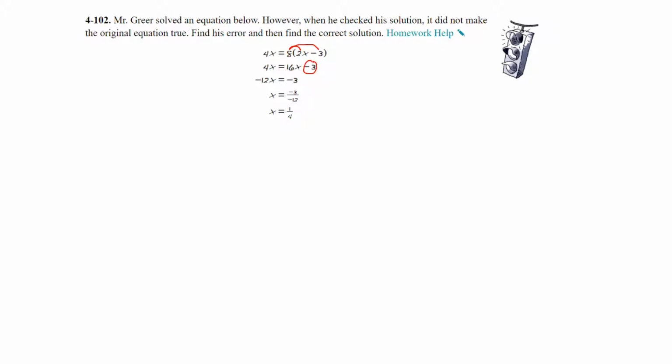So that is the error that has occurred. So this number right here is incorrect. And then we can correct this by distributing correctly. 4x is equal to 16x minus 24. And so now we can subtract the 16x, which he did do, but it's equal to negative 24 instead of negative 3. And then now when we divide by negative 12, we get x is equal to positive 2. So x equals 2 is your solution. And if we check ours now by plugging it back in, we should see that we did find the correct solution, but we'll find out here when we get done checking.